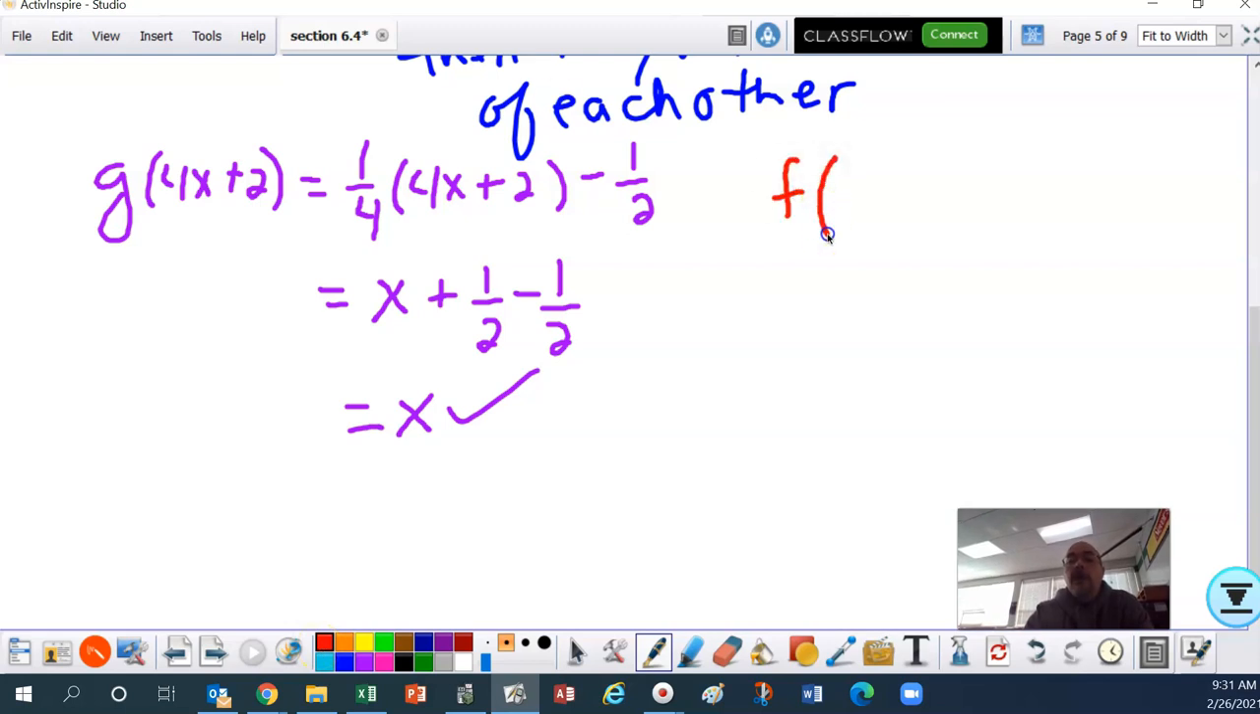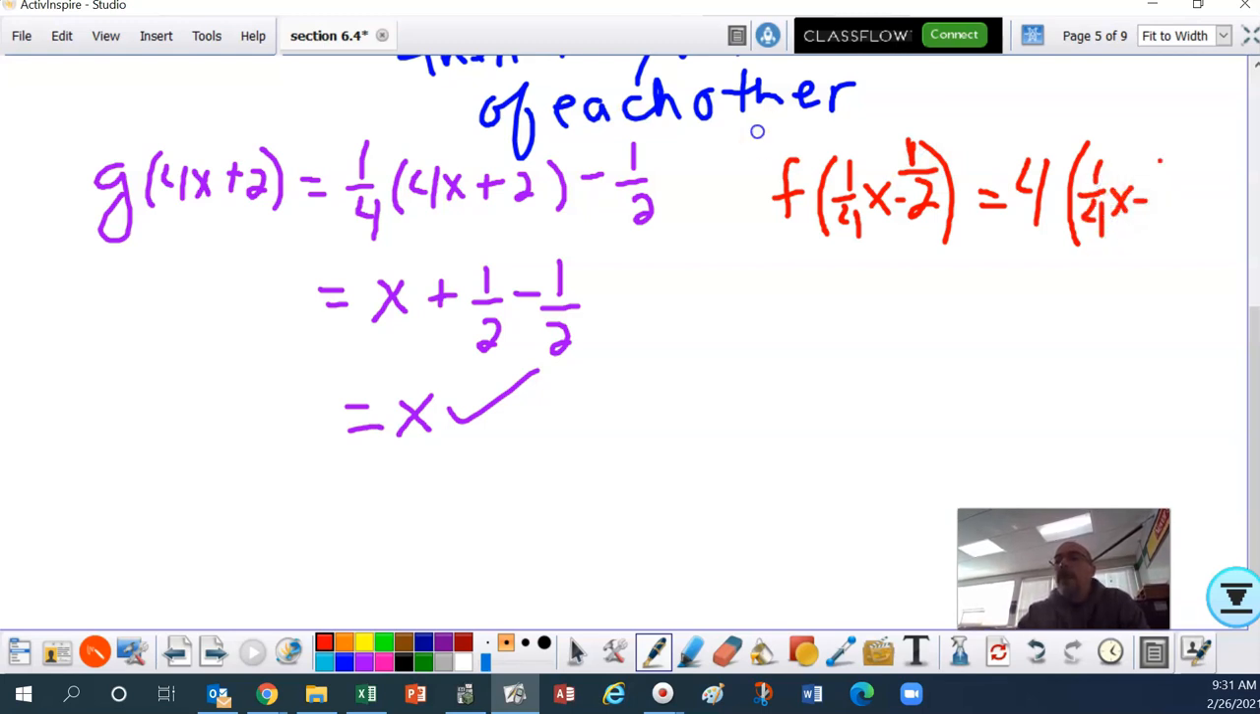I'm going to plug the 1/4 x minus 1/2 into f of x. Oops, that's minus 1/2, let me fix that. 1/4 x minus a half. So 4 times (1/4 x minus a half), close it, and then plus 2. All right, distribute. 4 times 1/4 x is x. 4 times a negative half is minus 2. And then we've got the plus 2 sticking out the back.